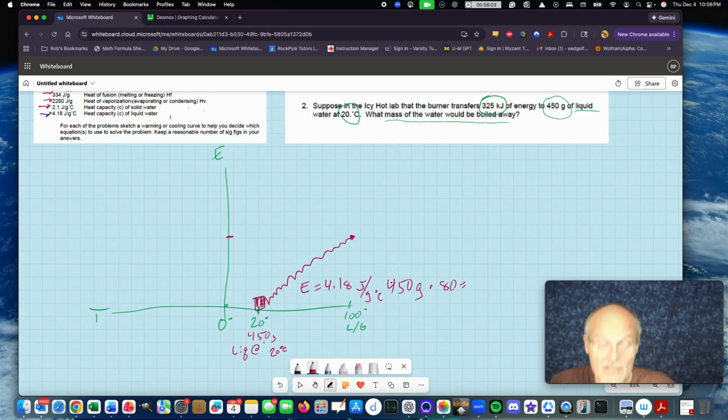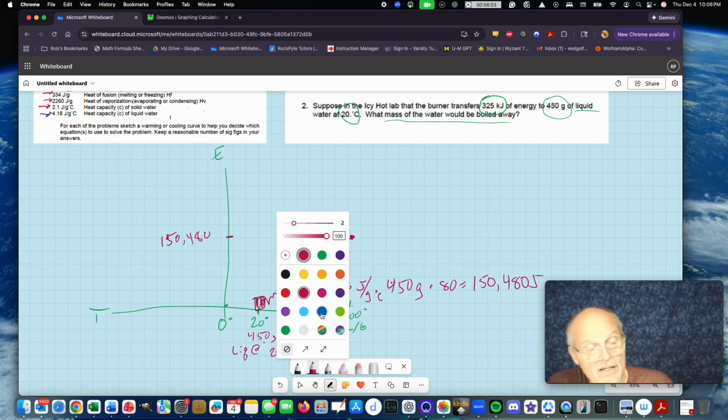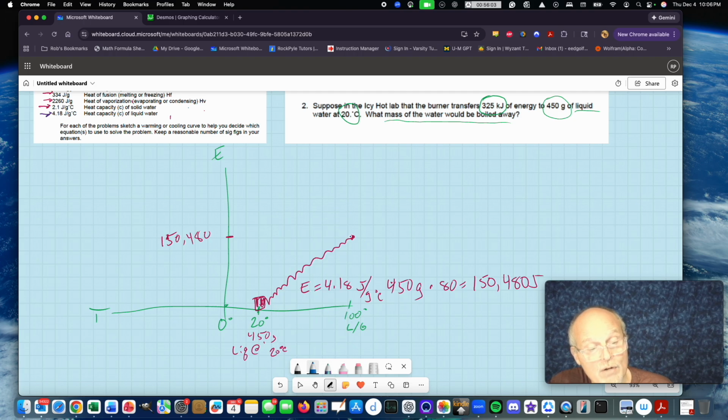What's that going to cost me? 4.18 times 450 times 80, so it's 150,480 joules to get it up to here. So 150,480. And now I'm going to start the vaporization process.